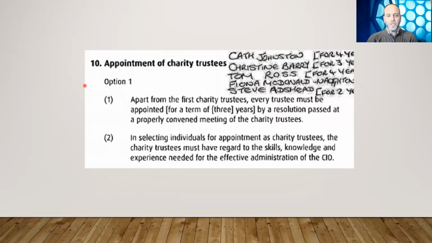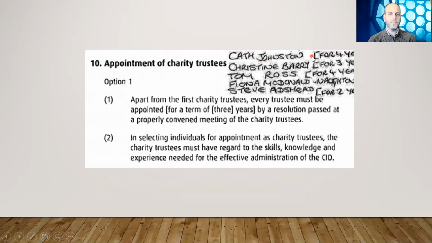And there's a question about how trustees are appointed. You'll notice when you look at the Constitution, there's actually some handwritten notes on it here, and we'll come back to this in a moment, because the handwritten notes are the first trustees of the charity. So when Friends of Victoria Park CIO was registered as a charity, these 5 people were the founding trustees. Now, the key thing to note is against their names, there are a set of periods.